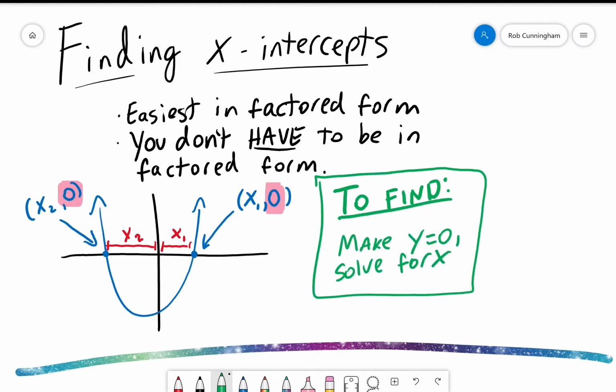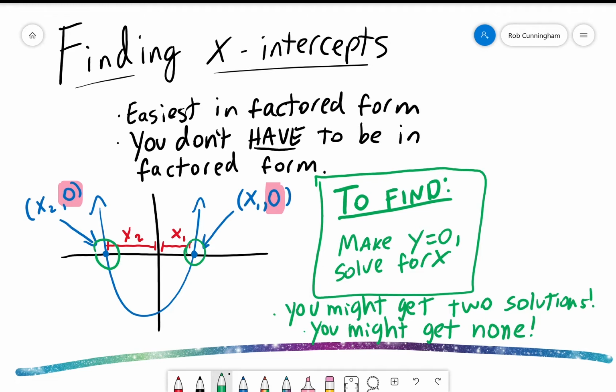And again, this is true regardless of the kind of equation you're talking about. For a quadratic, for a linear, for an exponential, for any other kind of function, if you want to find x-intercepts, make y equals 0, solve for x. You might get two solutions. We already knew that. In fact, in this particular parabola, you would definitely get two solutions.